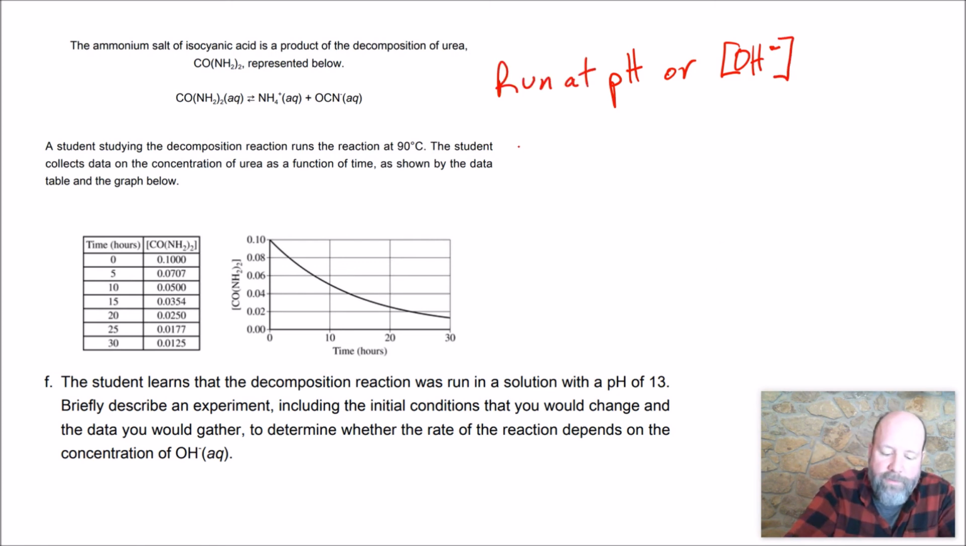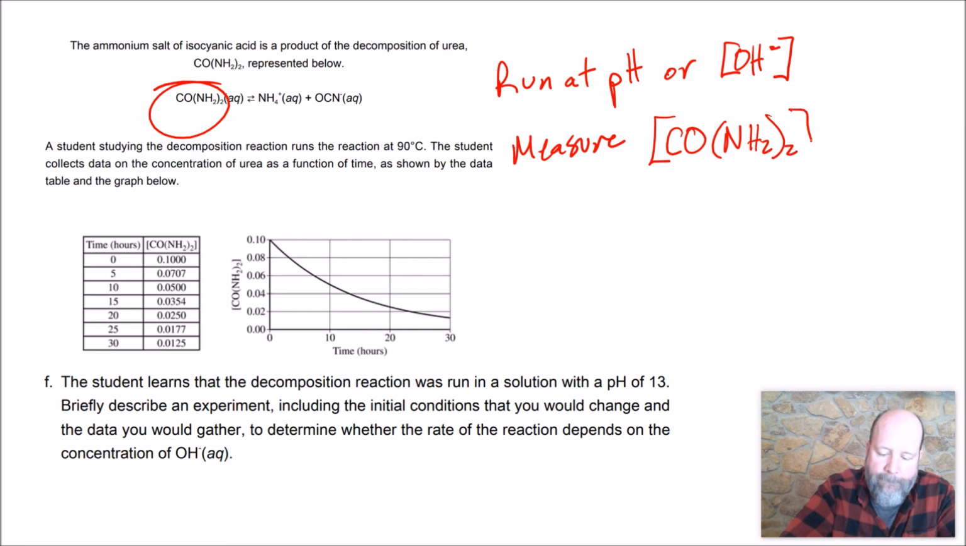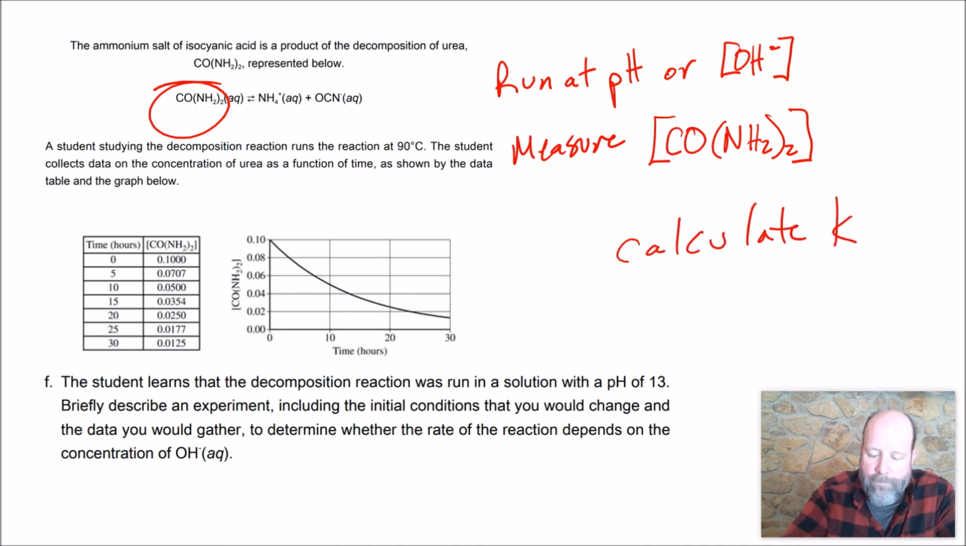So we're going to run this at that. And what are you going to collect? You're going to measure the same thing they measured before. It was just the concentration of the urea. That's what you're going to do. And then you're going to use these data to calculate K, just like we did before.